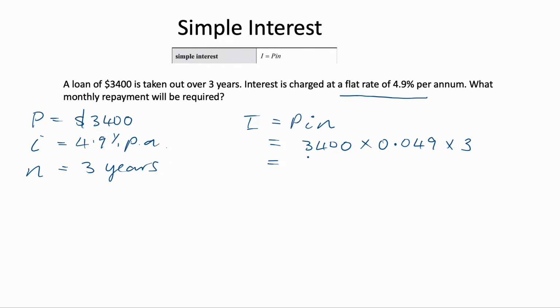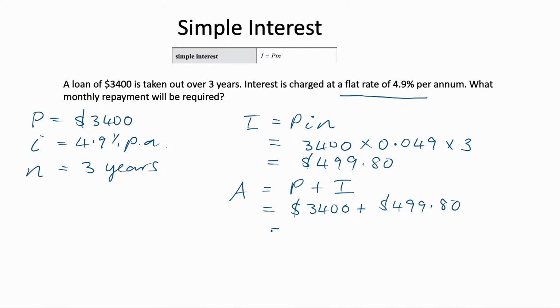And that's going to come to $499.80. Now, we need to know the total amount that has to be repaid. So we would add that to our original principal using that formula I mentioned before. So $3,400 plus $499.80, that gives us $3,899.80.